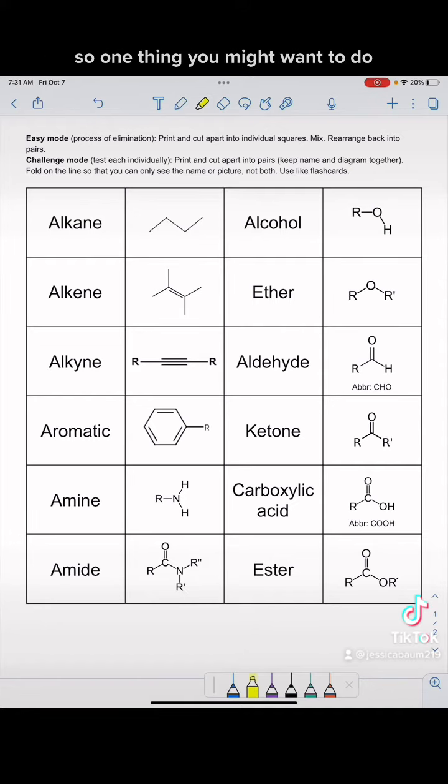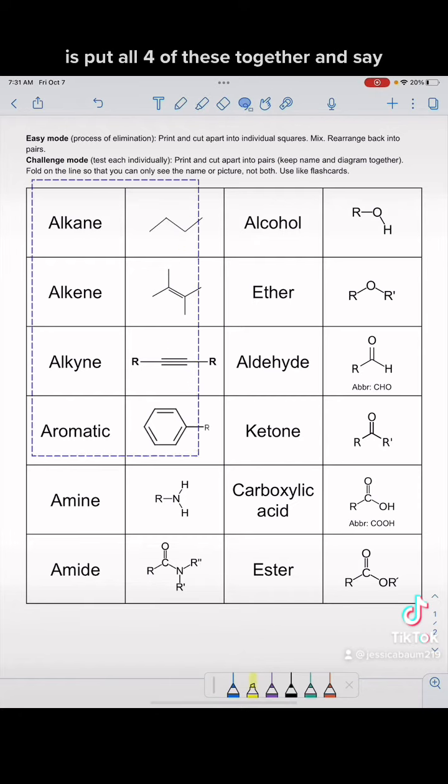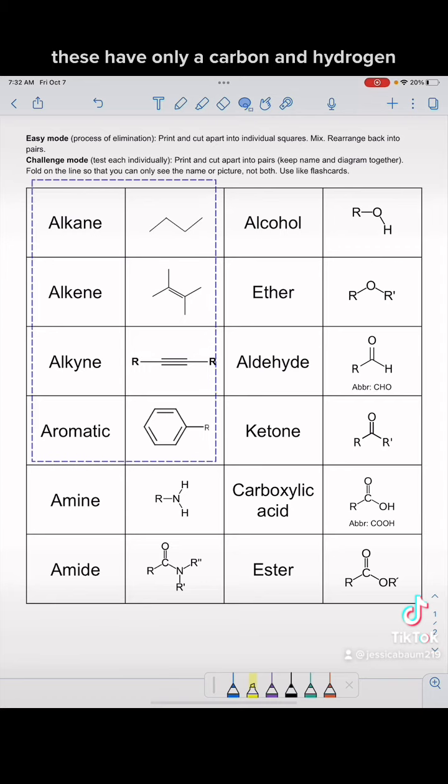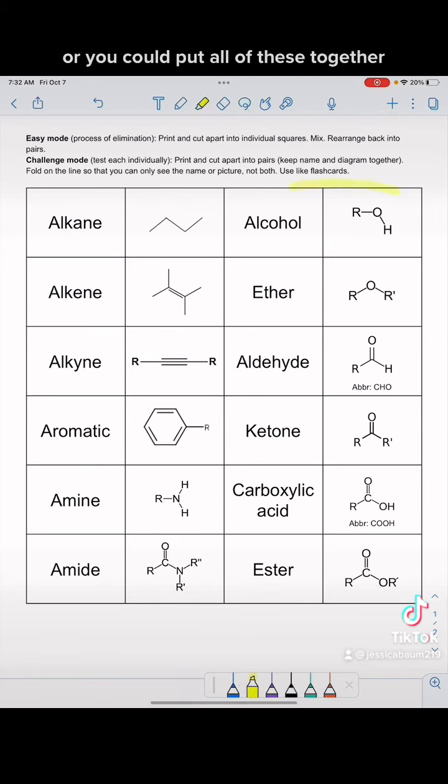So one thing you might want to do is put all four of these together and say, these have only a carbon and a hydrogen. Or you could put all of these together and say they have oxygen in them. You could group these together and say they have a C double bond O. So maybe if you have them laid out in your notes the way that you usually think about them, then that would be helpful.